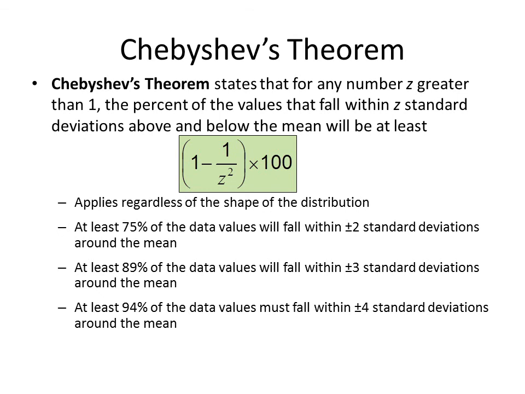In this second half of chapter 3, we talked about measures of variability. These measures of variability show us how dispersed the data is, how far apart the values are, and how far apart the values are from the mean. We talked about the range, standard deviation, variance, coefficient of variation, and then the empirical rule, which applies to normal distributions, and then finally Chebyshev's theorem.